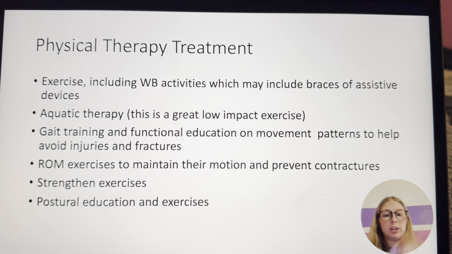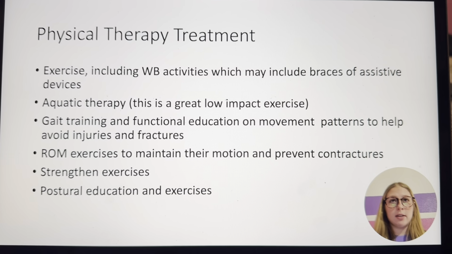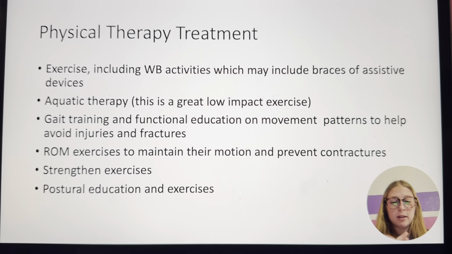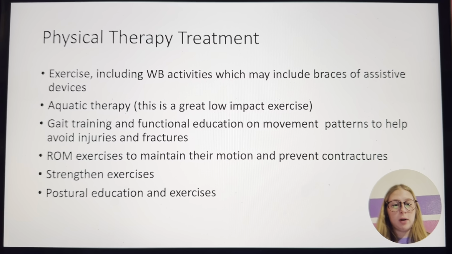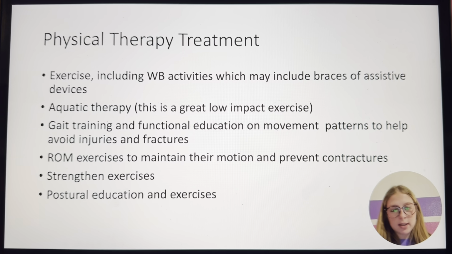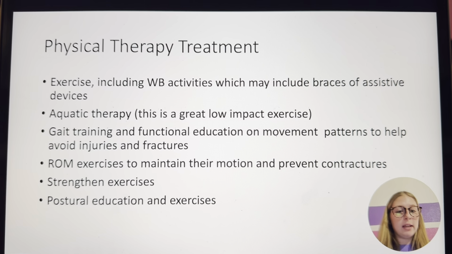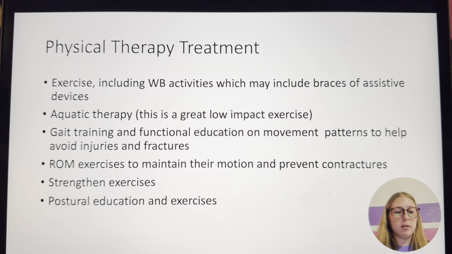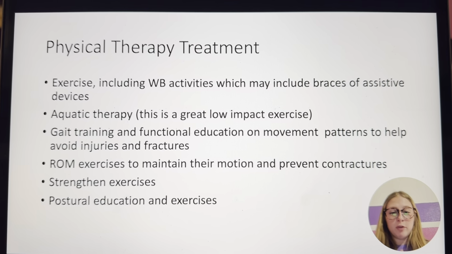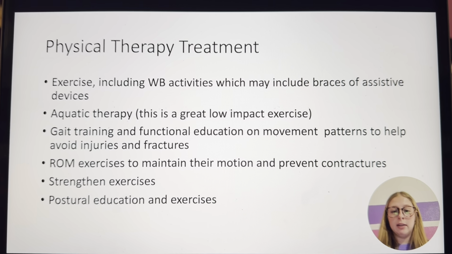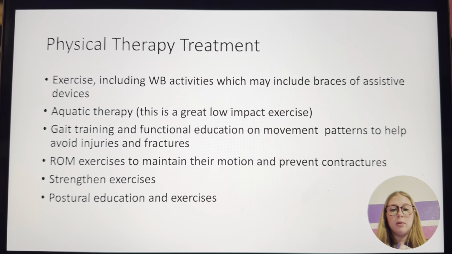I actually linked a YouTube video at the end of a patient that's on TikTok. He's TikTok famous and Instagram famous for sharing his journey with osteogenesis imperfecta, and it's a video of him doing aquatic therapy. Walking is so good because he can't walk on land, so walking in water is the next best option. And then gait training and functional education on movement patterns to help avoid injuries and fractures. Again, it's super important to establish these safe movement patterns so they're not as apprehensive when they're walking, and so that they know that they have something safe that they can go back to move themselves around.